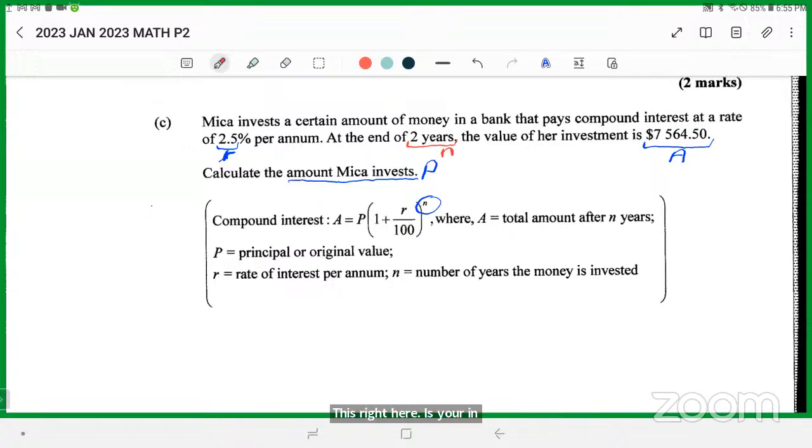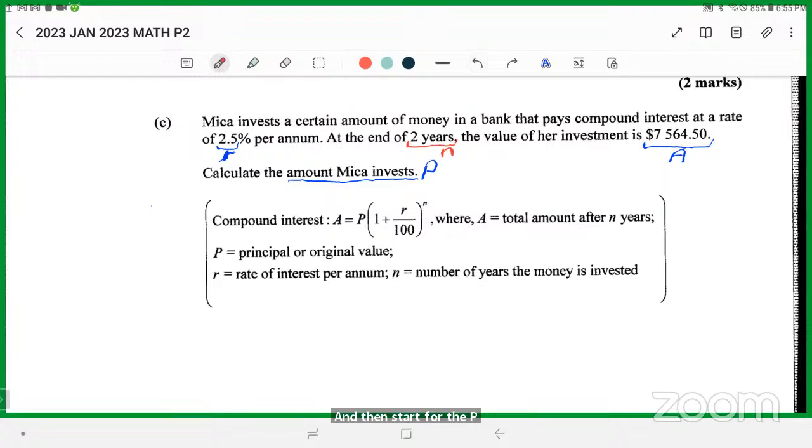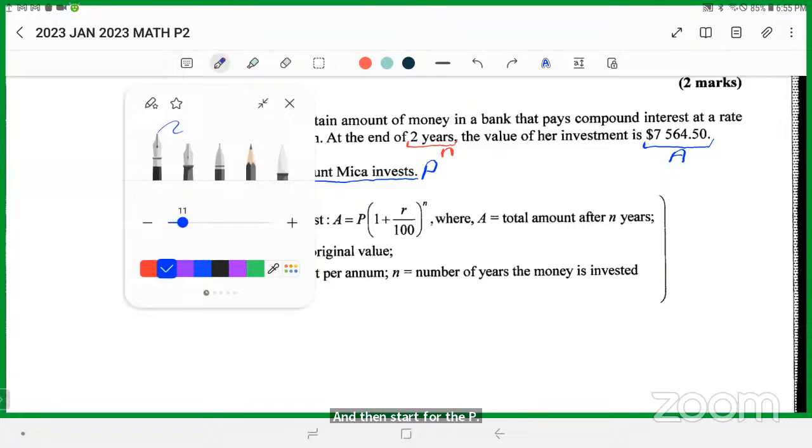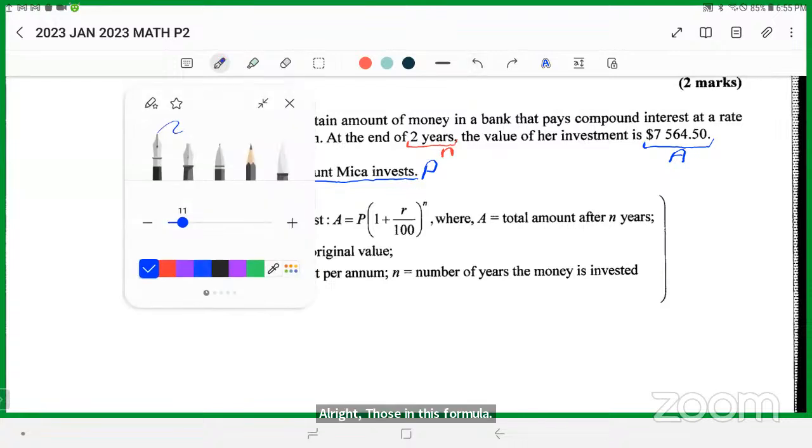And the question is asking you for the P. So you're trying to find this. All you have to do is plug in everything you know in this formula and then solve for the P. Only P you don't know. All right, so using this formula, let's do it.